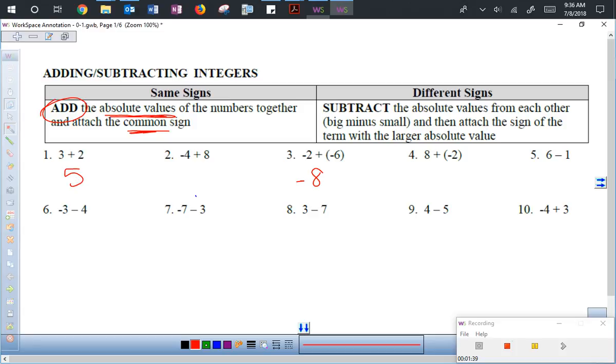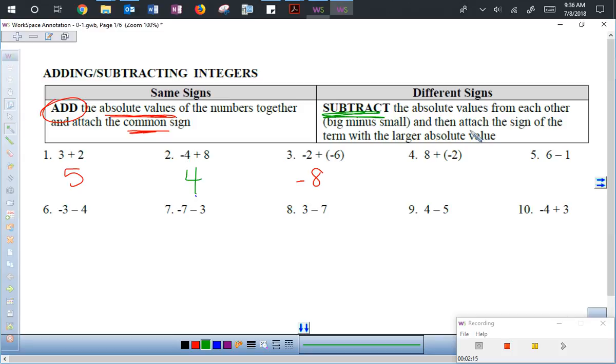Now, when you have different signs, which means when you have a positive being added to a negative, what you want to do is subtract the absolute values from each other. So here's what's going to happen. You're going to look at number 2. We have a negative 4 plus a positive 8. I want you to look at just the numbers, a 4 and an 8. And since they're different signs, we're going to subtract. We're going to take the bigger one minus the smaller one. So I want to take 8 and subtract 4, which is 4.